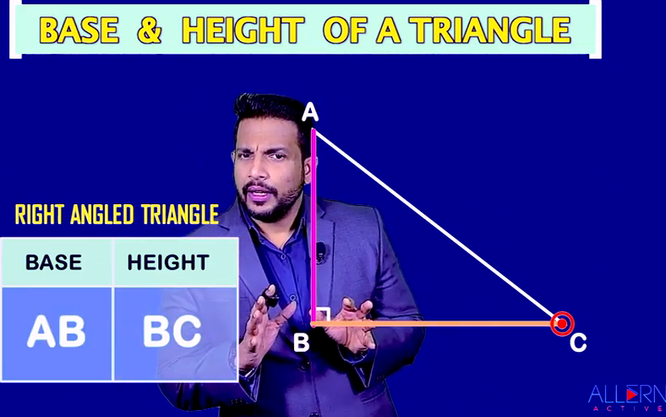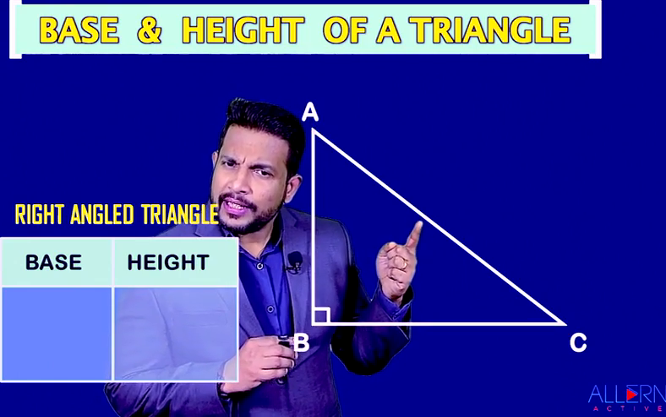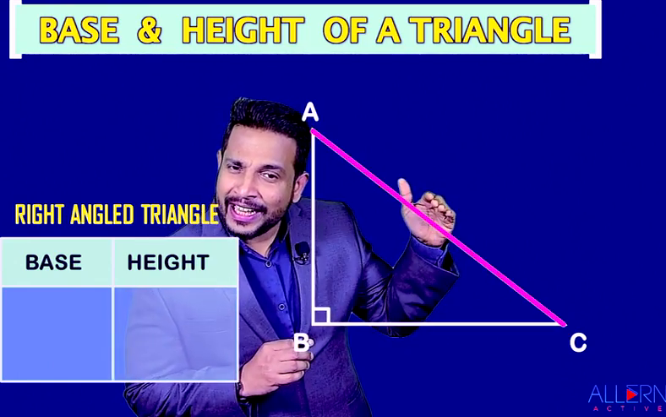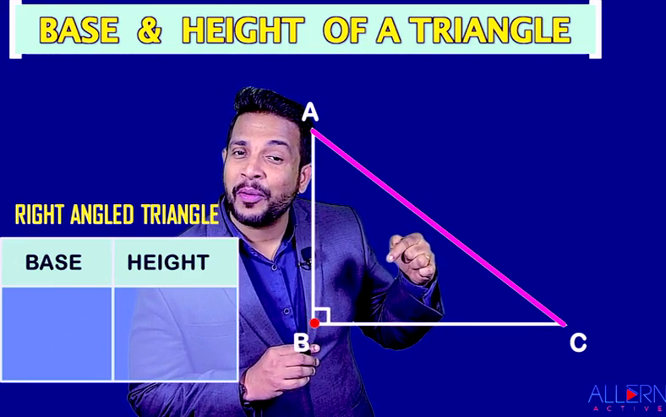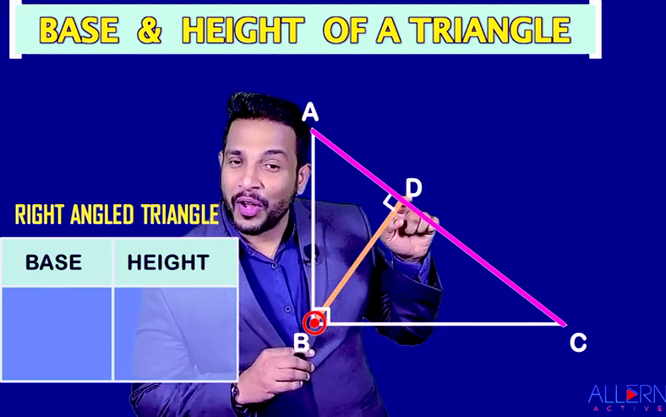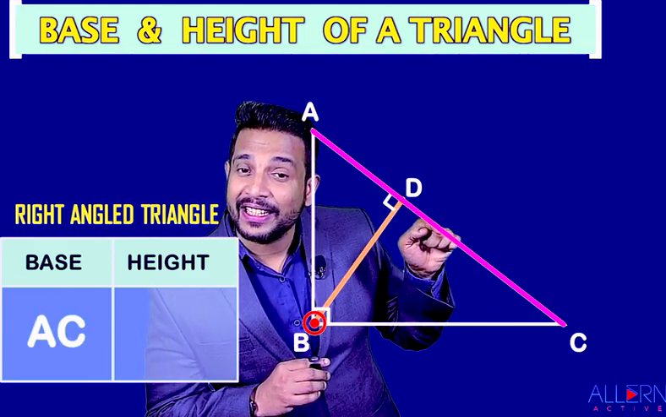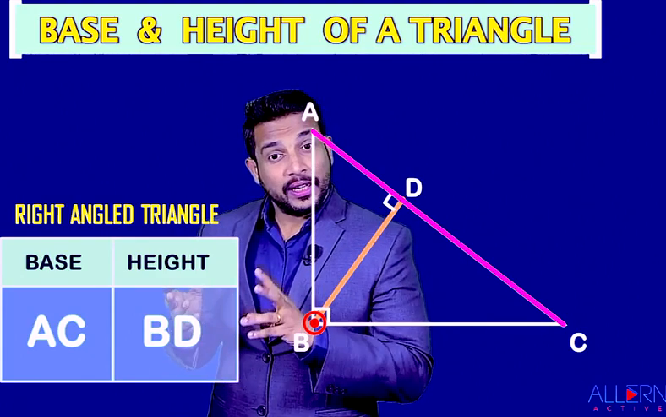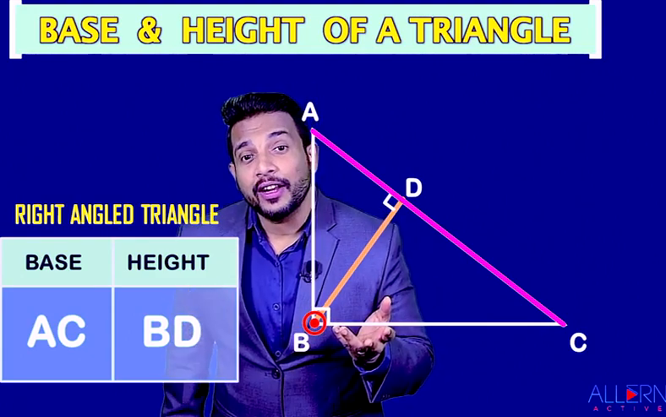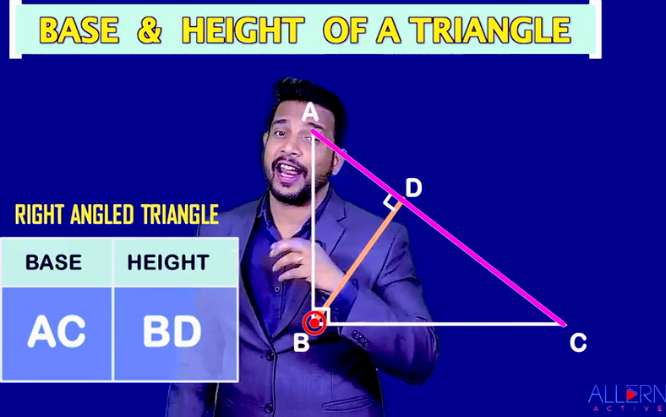But we can also consider AC as a base, isn't it? If we consider AC as the base, the height will be dropped from its opposite vertex, which is B. From B we drop a perpendicular. So in this case AC is the base and BD is the height. We understood base and height in a right angle triangle. So we considered an acute angle triangle and a right angle triangle.